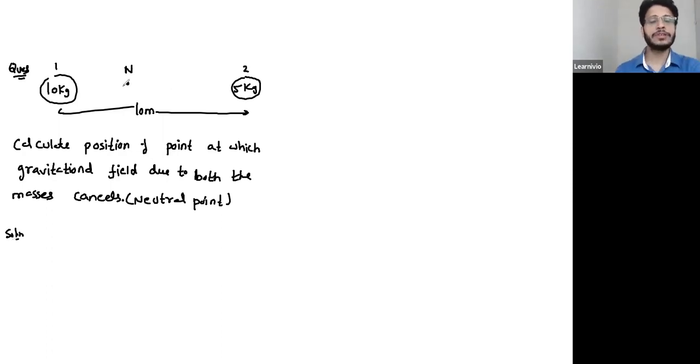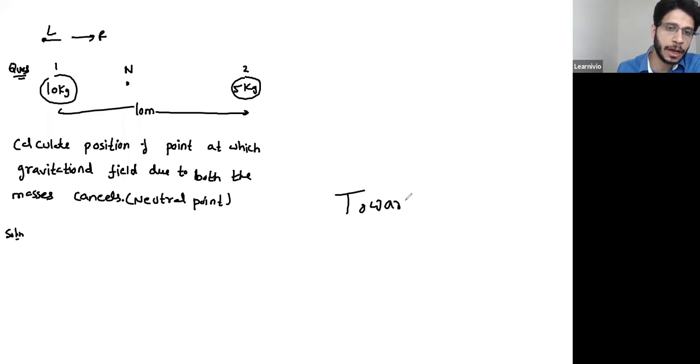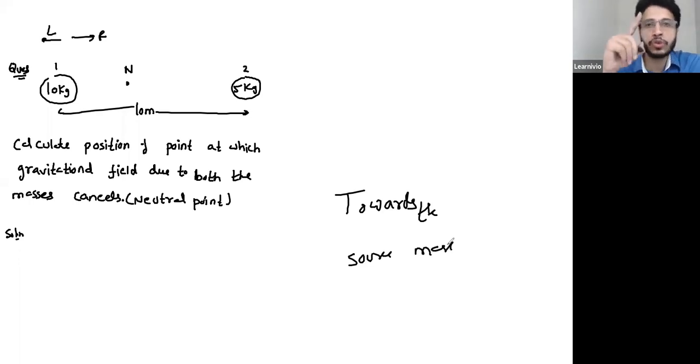So the calculations are straightforward. This is mass 1, this is mass 2. Sania, can you guess the direction of field at point N due to 10 kg? This is my right, this is left. What's the direction of field? It's towards right or towards left? For direction of field, always remember, direction of field is towards the mass. Towards left. The direction of field is always towards the source mass.